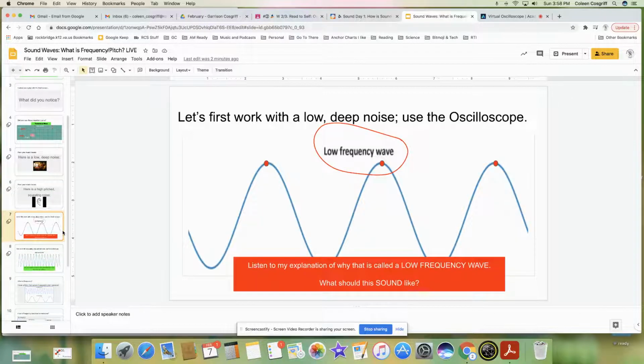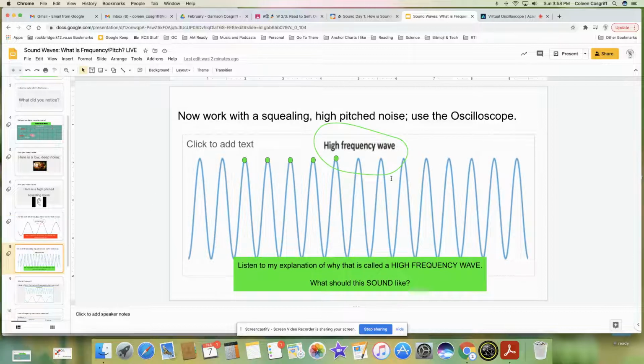So when we work with a low, deep noise and we look at it on the oscilloscope, then we're going to see something called a low frequency wave. If there is a low frequency wave, there is not a lot of energy. There's a low energy, low frequency. And when we look at a high frequency wave, then we are going to see a lot of waves. There is a high level of energy per second.